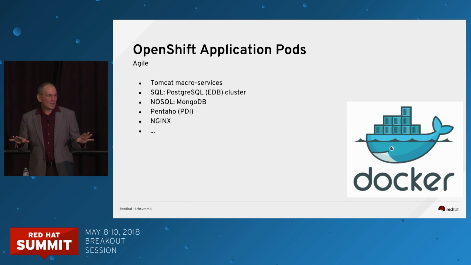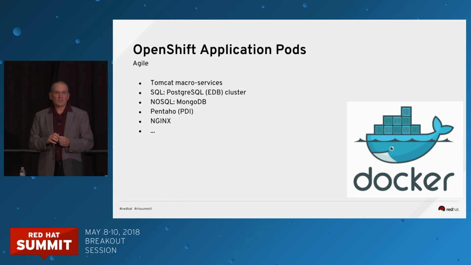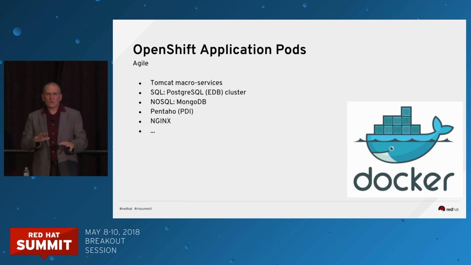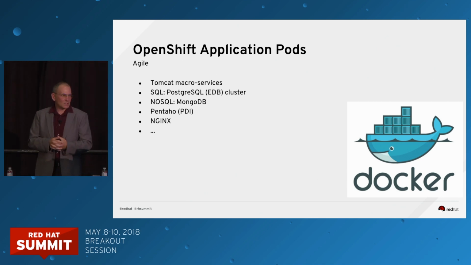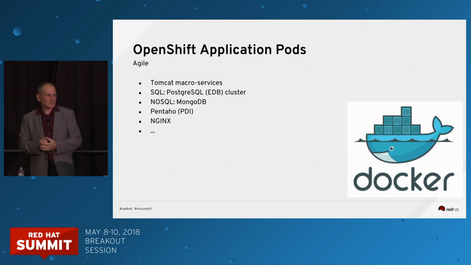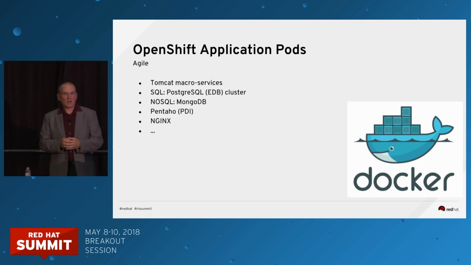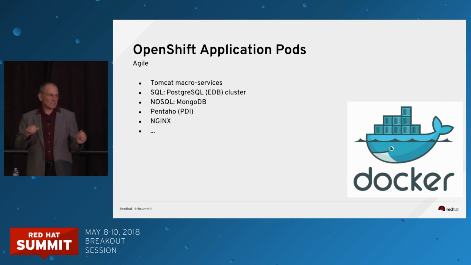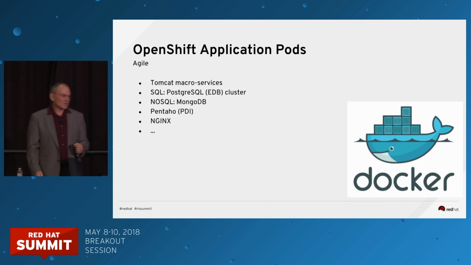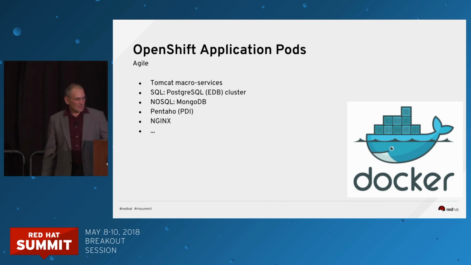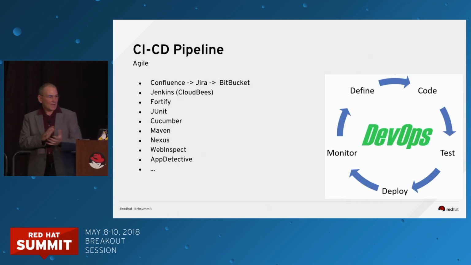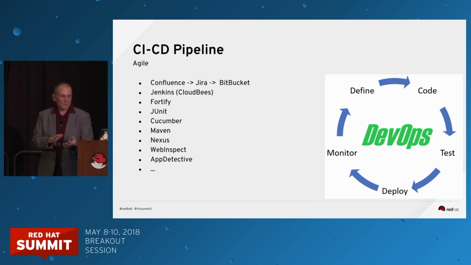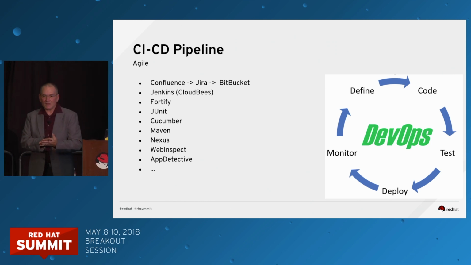We're also using a NoSQL solution, MongoDB, for document stores and things that don't really fit into the relational database model. Kind of gives us the best of both worlds. Since this project is a modernization effort, we've got some legacy to deal with. So we're actually using Pentaho to do some of the data migration, and then Nginx just as a proxy on the front end. So our CI/CD pipeline, we're using Confluence, Jira, and Bitbucket on the top end.